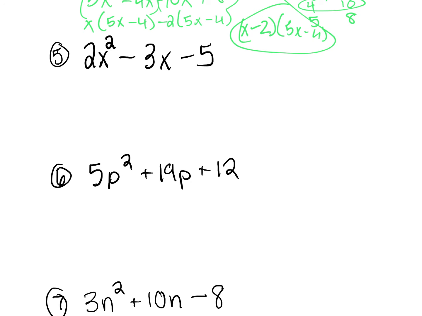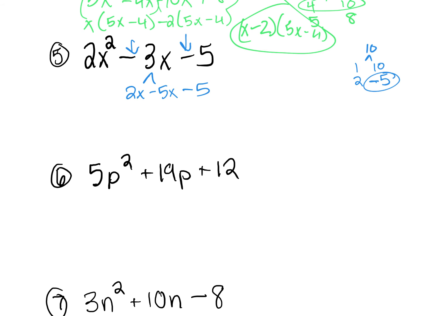Okay, number 5. So 2 times 5 is 10. So we have 1 and 10 and 2 and 5. Since this is a minus sign, we need two numbers that will subtract to give us negative 3. And since this is a negative, our larger number needs the negative sign. So that is going to be 2x minus 5x.